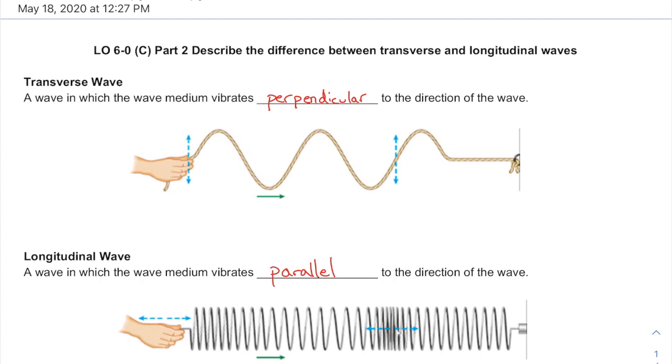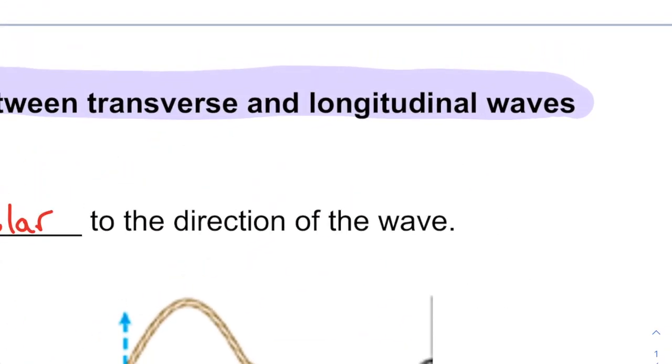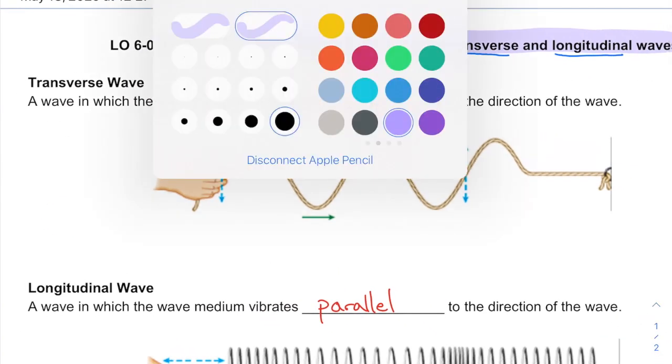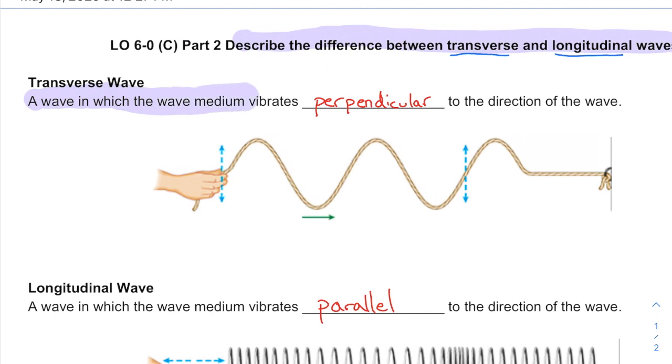All right, let's talk about the difference between transverse and longitudinal waves. It's kind of cool. We have two categories of waves, transverse ones and longitudinal ones, and they're these patterns in nature, so we give them these names. Transverse waves are waves where the wave medium vibrates perpendicular to the direction of the wave.